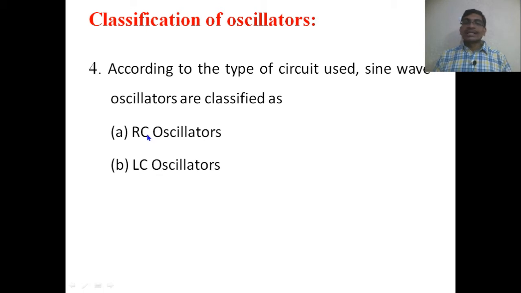We have already seen RC oscillators and LC oscillators in the electronic circuit analysis subject. In the case of LC oscillators, we have seen the Hartley oscillator, Colpitts oscillator, etc. In the case of RC oscillators, we have seen the phase shift oscillator and the Wien-Bridge oscillator.